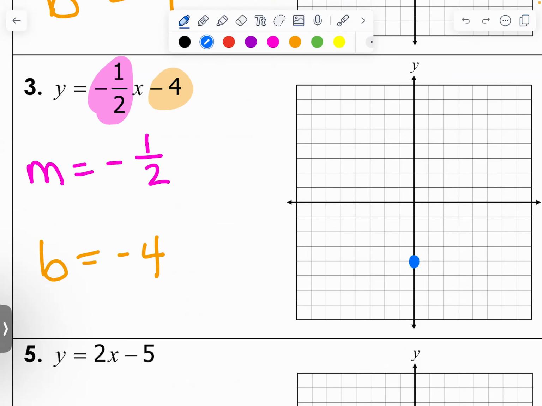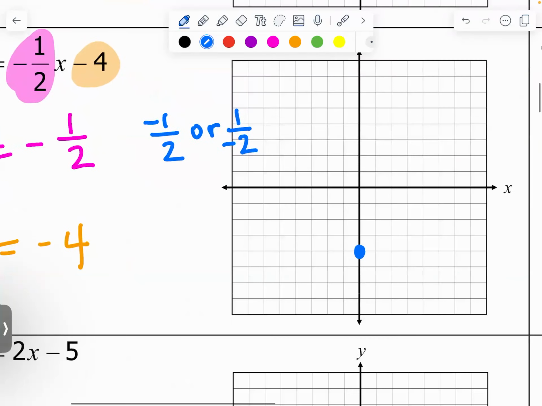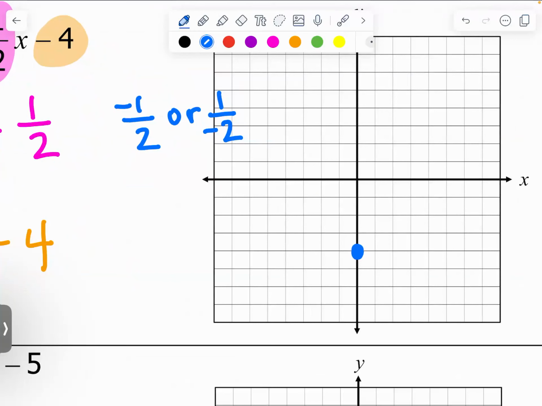So what you need to do is pick whether you want the negative to be with the rise or the run. You can either fall 1 and run 2, or you can rise 1 and run backwards 2. I'll show you how they're the same. I like to fall 1 and run 2, or you can rise 1 and run backwards 2.